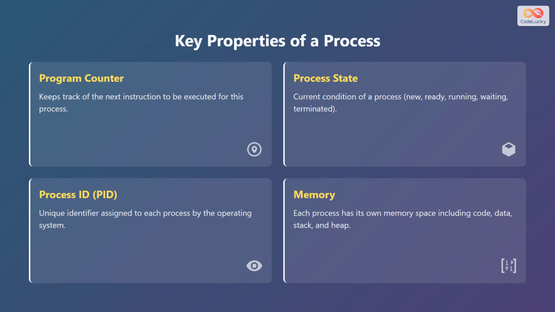The third property is the process ID, also known as PID. The process ID is a unique identifier that the operating system assigns to each process. This ID helps the OS to keep track of and manage individual processes. The final property is memory. Each process has its own memory space. This memory space includes areas for the code, data, stack, and heap.